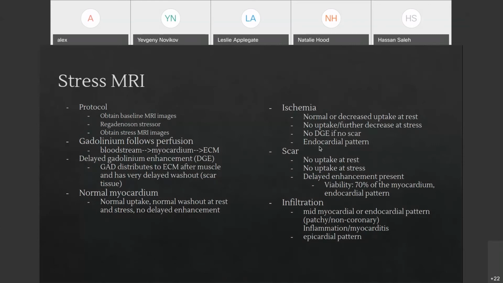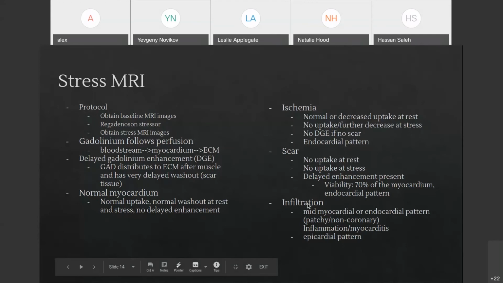Ischemia is always in an endocardial pattern, which means it starts from the portion of the myocardium closest to the blood pool and extends towards the epicardium where the coronaries lie. That makes sense because that's the furthest downstream, so it's the most sensitive to ischemia. Scar has no uptake at stress or rest, and it has delayed enhancement in both. You can actually get some viability information from stress MRI as well. If greater than 70% of the myocardium has delayed gadolinium enhancement in an endocardial pattern, that is not viable tissue.